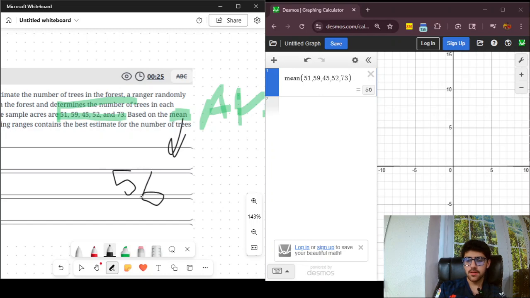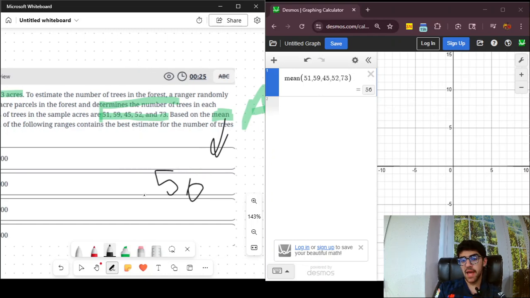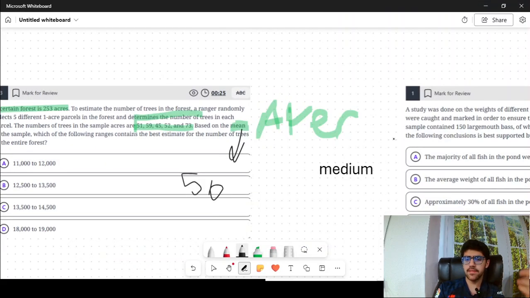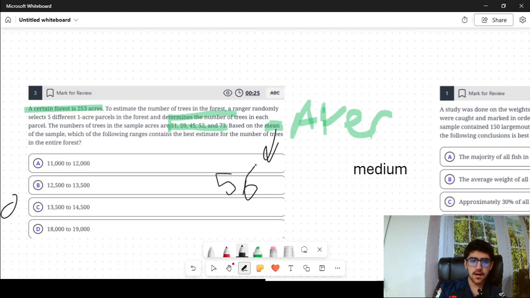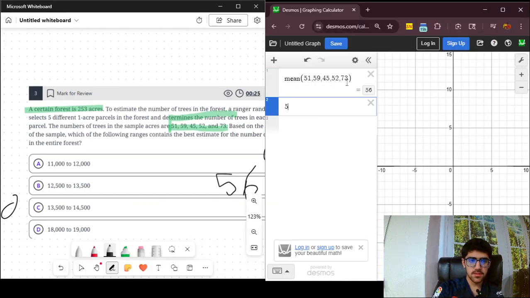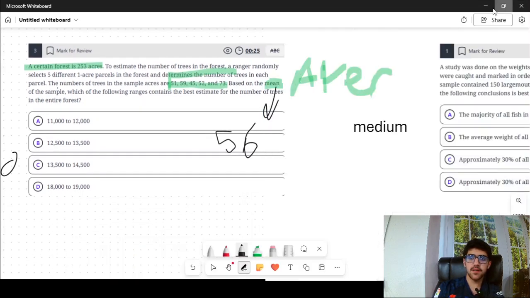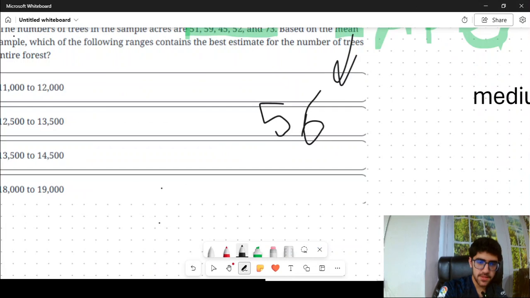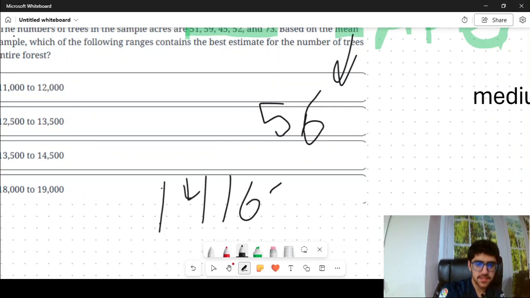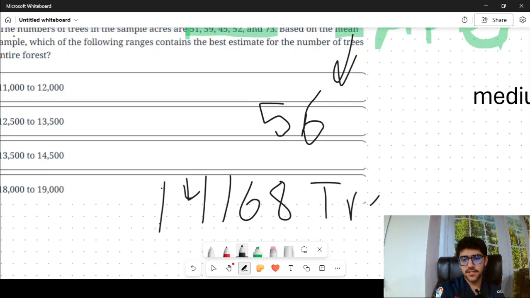From there, what do we need to do? You need to amplify. I think that's the best word to use. Amplify the 56 trees per 1 acre so you can generalize it to the whole forest. So multiply that by 253. So 56 times 253. Our estimate based on amplifying the mean is that there are 14,168 trees in the forest.